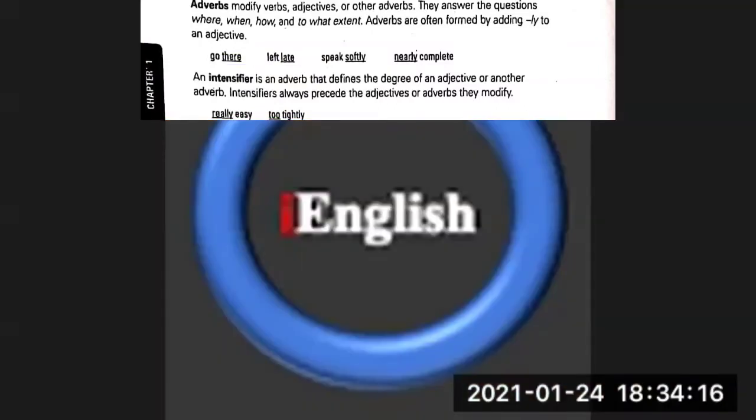But generally, we add ly to the adjective to make it an adverb. So this is common, but this is not like always happening. Exactly.